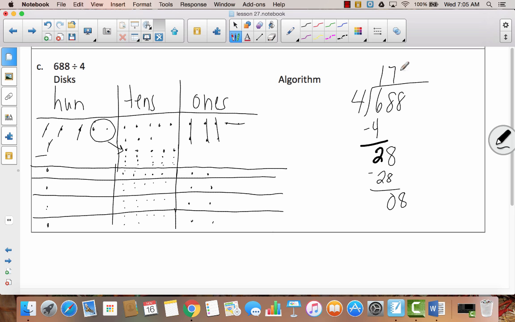8 divided by 4 is 2. 2 times 4 is 8. That gives me a remainder of 0.